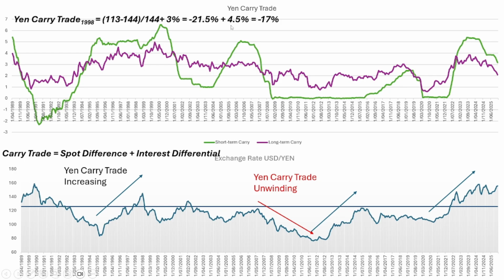So now you lose not only the interest differential, but you also lose the spot difference, which resulted in about a 17% loss in 1998. And in 2008, we had the same thing. We can see the yen carry trade unwinding as a result of the interest differential coming towards zero, because the Federal Reserve cut interest rates to zero in the United States. So investors doing the yen carry trade lost 16%.